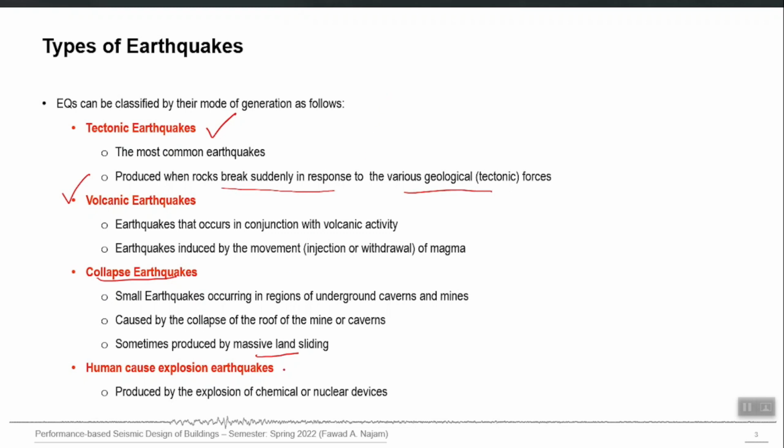Human caused explosion earthquakes. So it is obvious that several human activities, for example, explosion from chemical or nuclear devices, can also cause ground shakings, which can be categorized under these kinds of earthquakes. But most important is this one. So when I say earthquake, I mean actually tectonic earthquake, right?